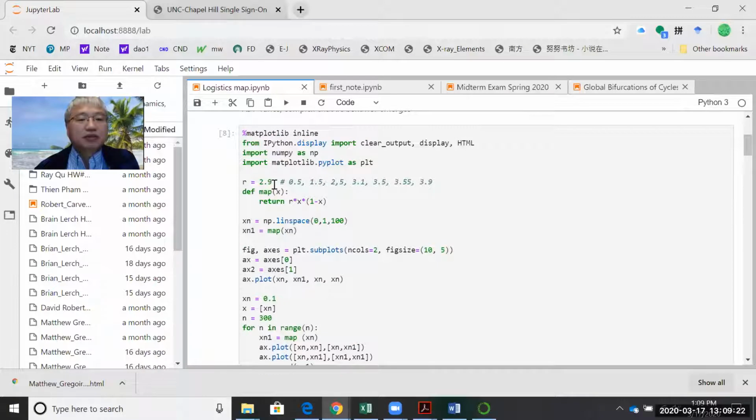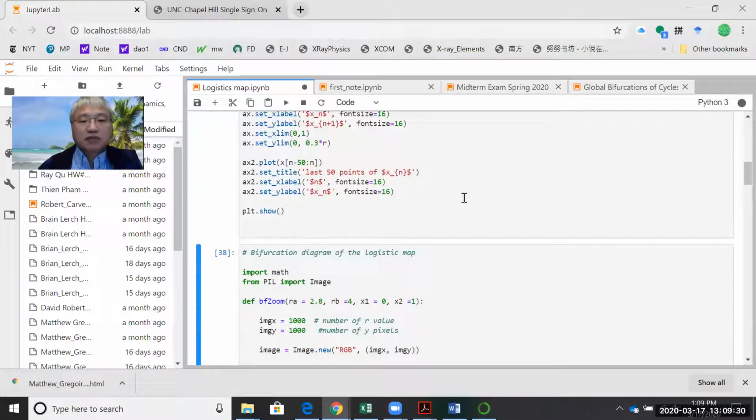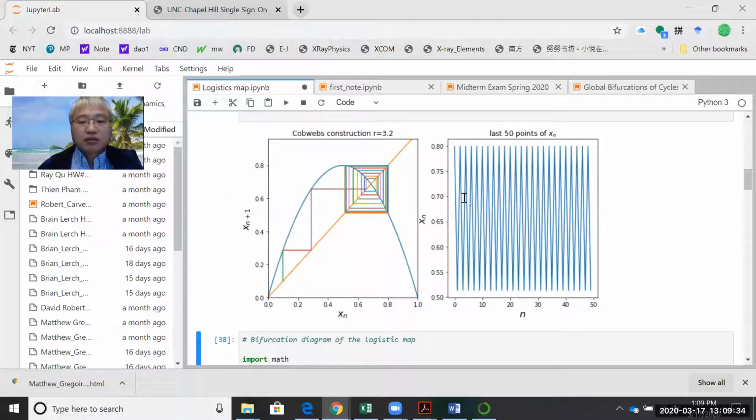Okay. Now the question is what happens if we go beyond r equal to 3. So let's say 3.1, or let's do 3.2. Now you can see I start from here, and after a certain number of iterations, it's trapped into this big loop. And if I plot xn as a function of n, you can see it just jumps back and forth between a larger value and a smaller value. This point is the larger value, and this point is the smaller value. So it's jumping between this point and the left point.